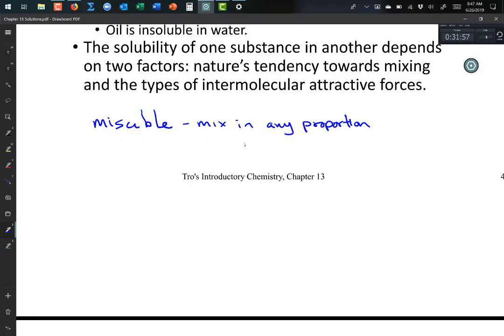Now, solubility in one substance and another depends on two things. One is that things naturally want to mix. Do you guys know about entropy? It's not something you would learn in this class. You don't learn about it in Chem 3A, but you usually learn about it afterwards. Entropy is the natural tendency of things to go to disorder.